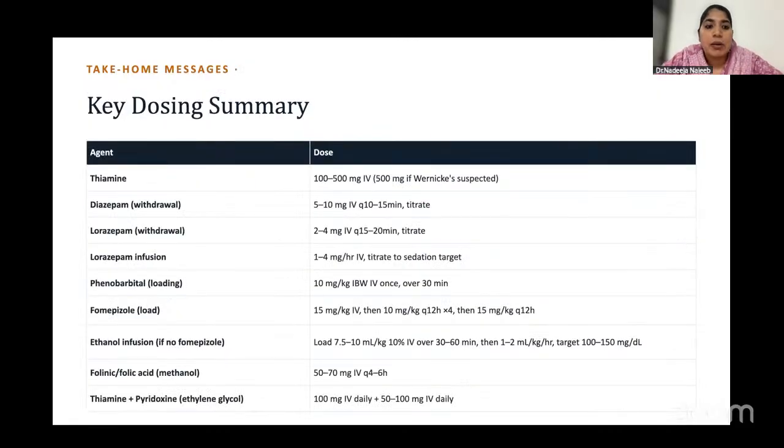This is the key dosing summary. All the drugs that you have to use in case of toxic alcohol ingestion: thiamine, diazepam, lorazepam infusion, phenobarbital loading dose, fomepizole loading dose, ethanol infusion, folic acid or folinic acid, and thiamine and pyridoxine.